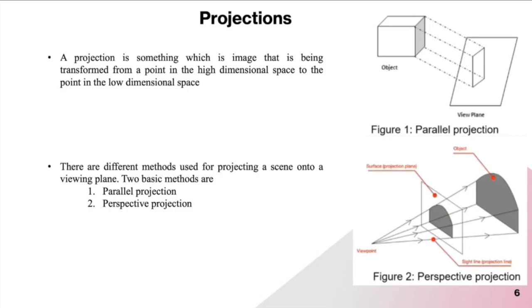Let's discuss the parallel projection. You can see in Figure 1. Let's imagine a solid object is being projected from a higher dimensional space to the lower dimensional space. Even if it is a solid 3D object, the projection will appear simple. If it is a rectangular box, it just appears as a simple rectangular shape. So that is called parallel projection.